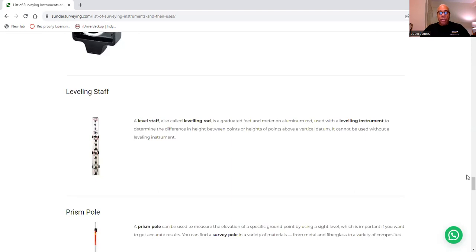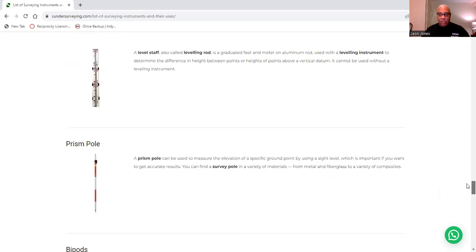You can see a lot of these instruments used out in the field when a contractor is building a building. You hear that beep, beep, beep. Well, when you hear that, that's the level. That means that what you're putting down is level. And it comes from this leveling rod, which is measuring the height between points.